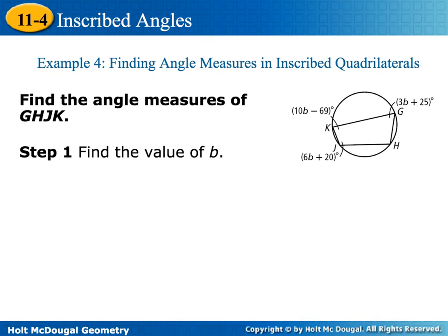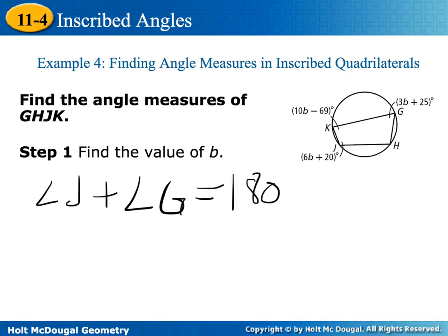All right, so let's do this example. They want us to find the angle measure of GH, find all the angle measures of the quadrilateral. So the first step is let's find B. So I've got four angles: K, J, H, G. K and H are opposite in a circle, so they're going to equal 180. But I don't know what H is, so that's not going to help me. I do know what these two are. Angle J plus angle G is going to equal 180. That's the theorem that we just looked at. Because they are four angles inside a circle that form a quadrilateral, the opposites are going to be supplementary. So they equal 180.